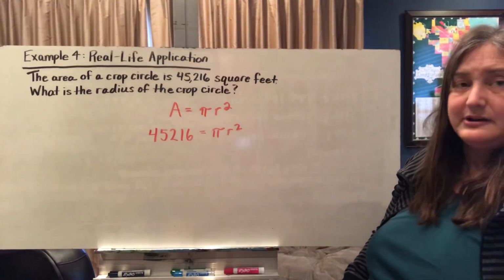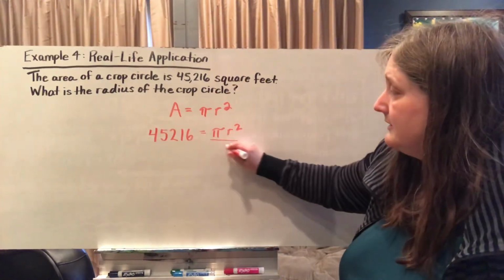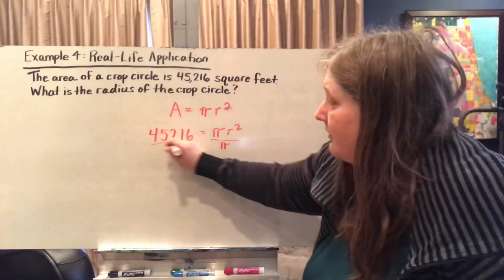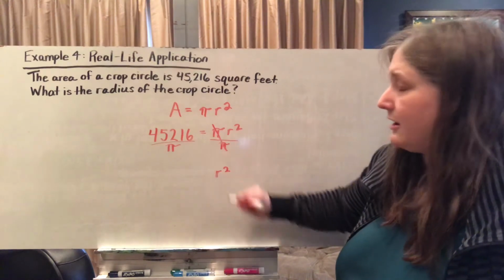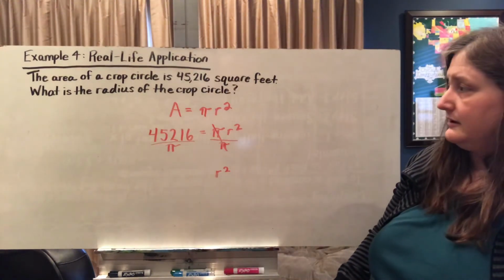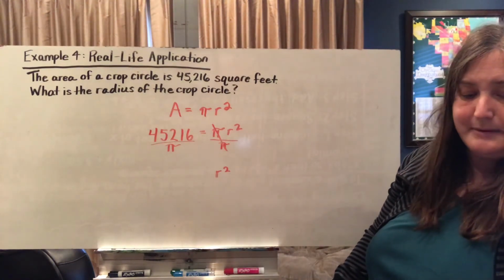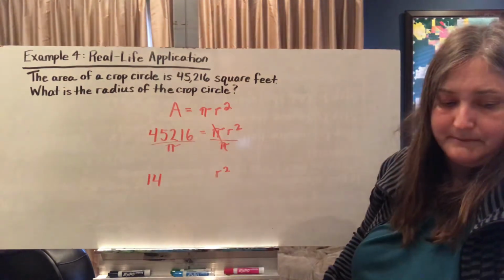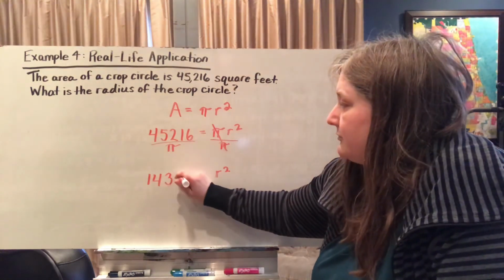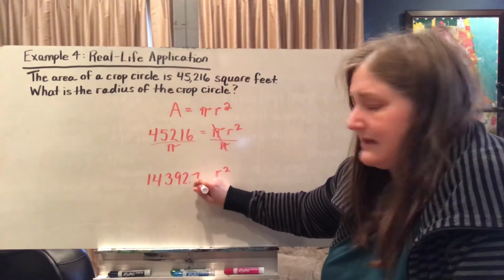So in this case, I'm going to divide each side by pi to cancel out the pi. Cancels out here, and I'm left with r squared, and 45,216 divided by pi is going to be roughly 14,392.7.